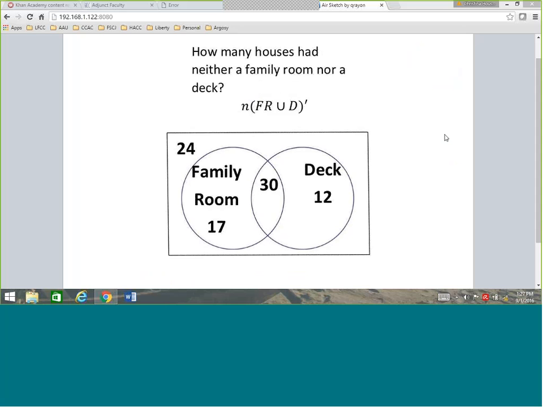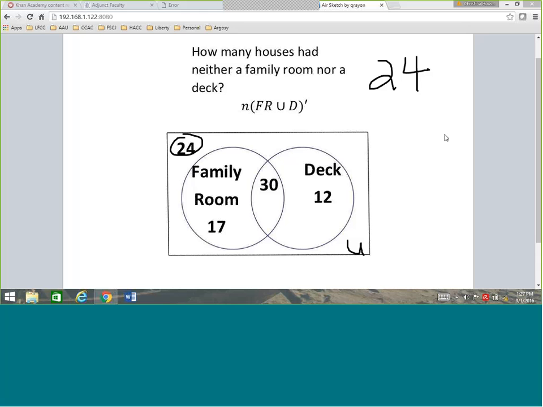Okay, let's take a look at another question. How many houses had neither a family room nor a deck? So what they're asking us to look at here is everything that's in the universal set, but not inside those circles. And when you look, the answer is right here, 24. There are 24 houses in the universal set without a family room or a deck.